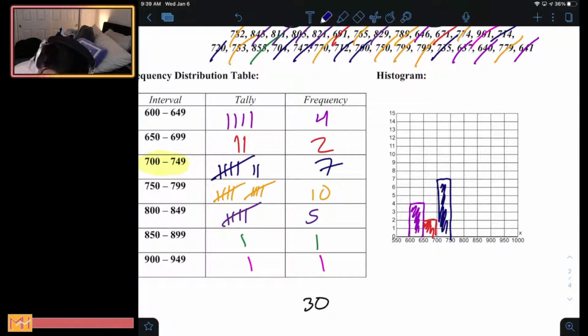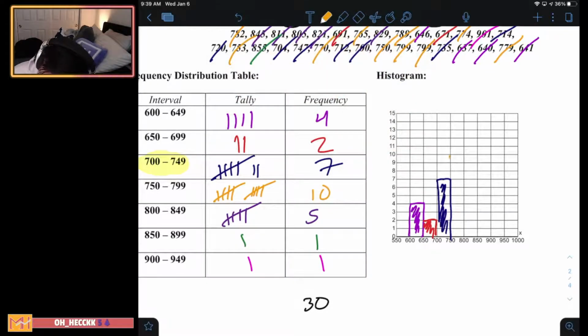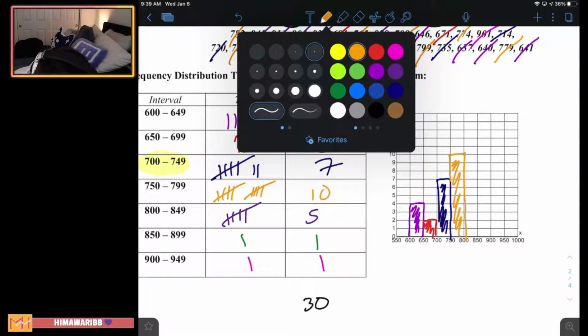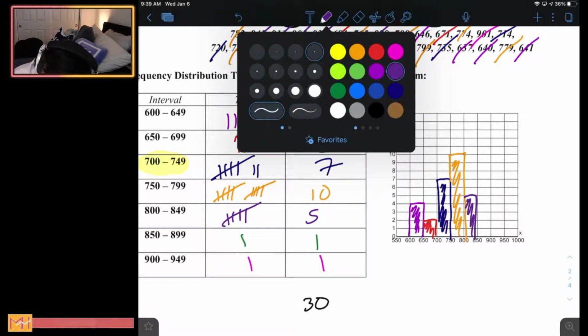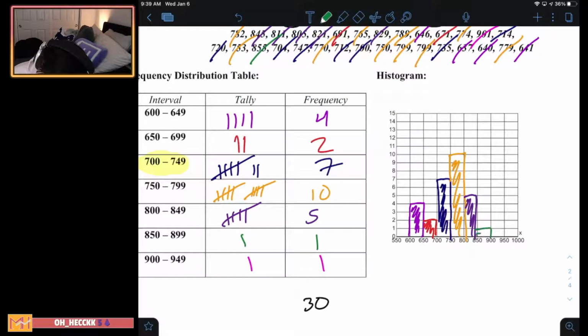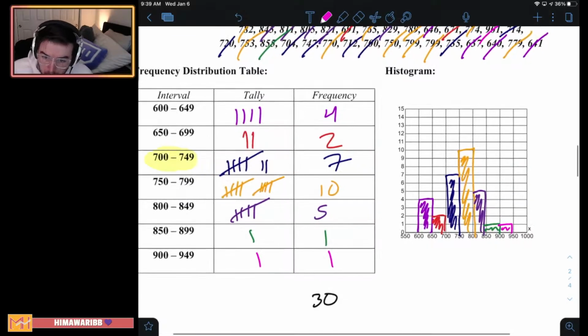So there's that one. And then orange, 750 to 799, so all the way up to 10. And then, what is that? A dark purple. So 8 to 849 is 5. And then green. And then pink. Okay, so there's that.